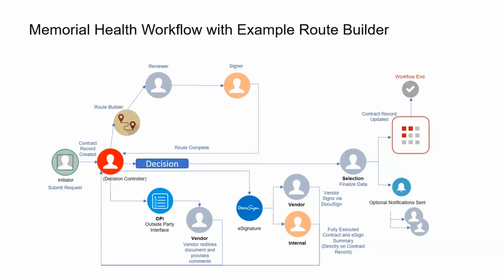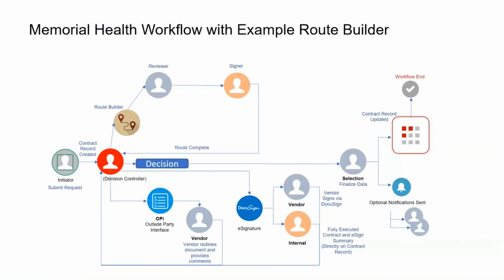It's routing here, finalizing the data, one final look. If there's any adjustments, the termination date was kind of iffy, they weren't sure. They're finalizing all of that. They could send out some optional notifications to say, hey, here's the executed contract, here's a link to it. Everything's updated in the system, and then the workflow ends.